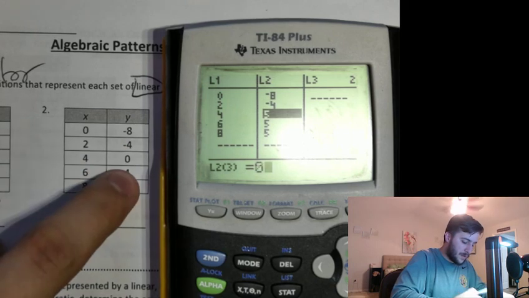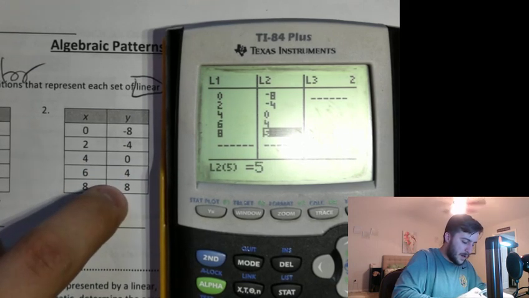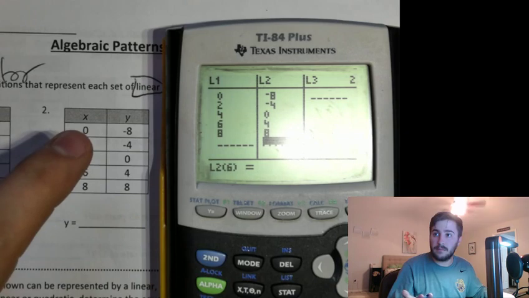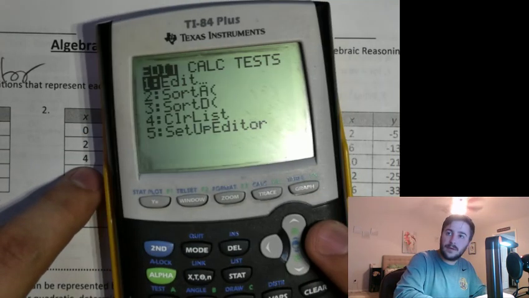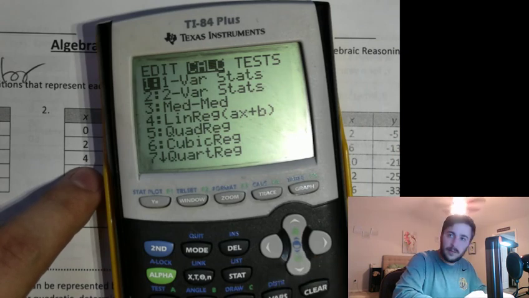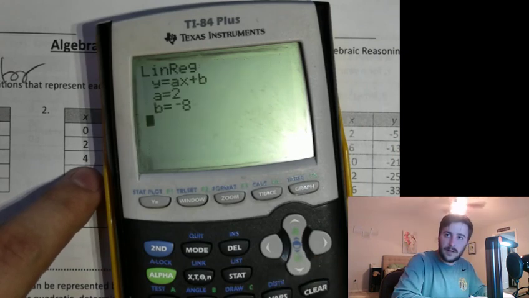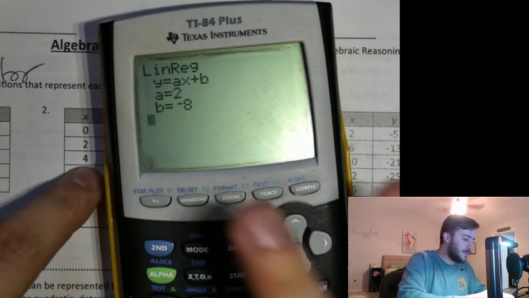-4, 0, 4, and 8. Okay, so there we go. Perfect. It's in there. We'll hit stat again. Remember, it's arrow to the right. Option number 4. Enter, and then off we go. There it is. Y equals 2x minus 8.